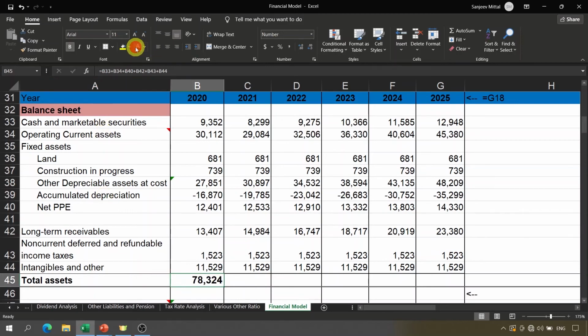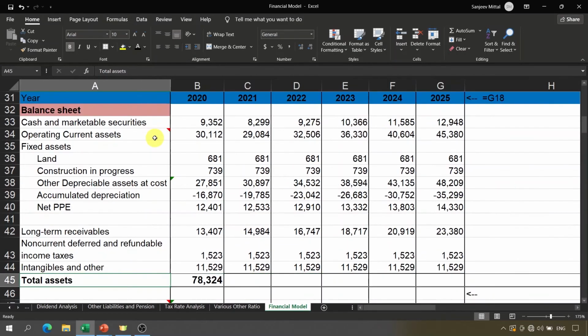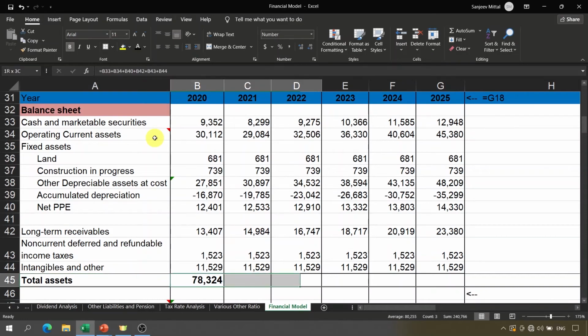So we get this particular number of 78,324, and if we apply the same formula over all the years, we will get our total assets for all the forthcoming 5 years.